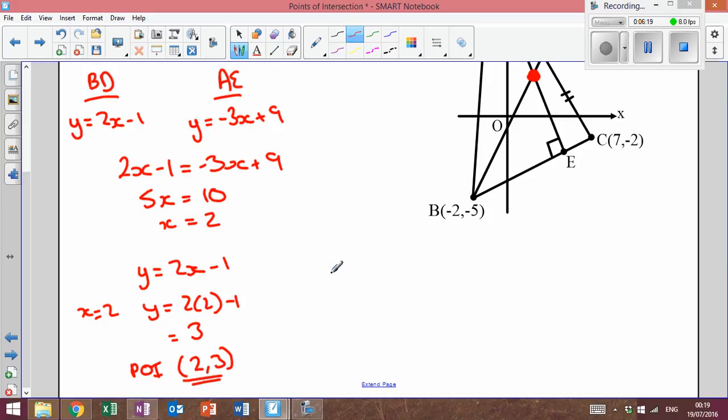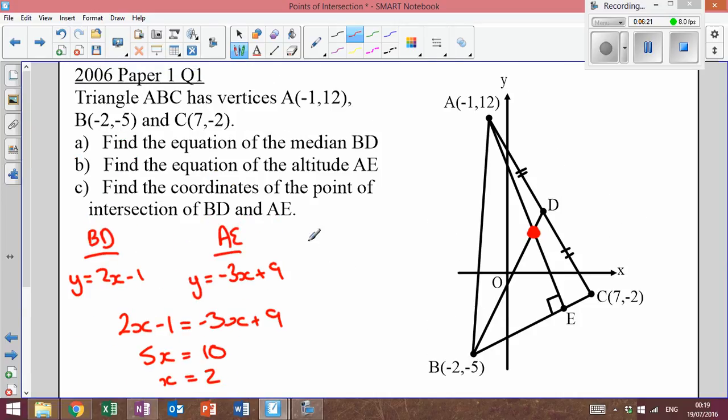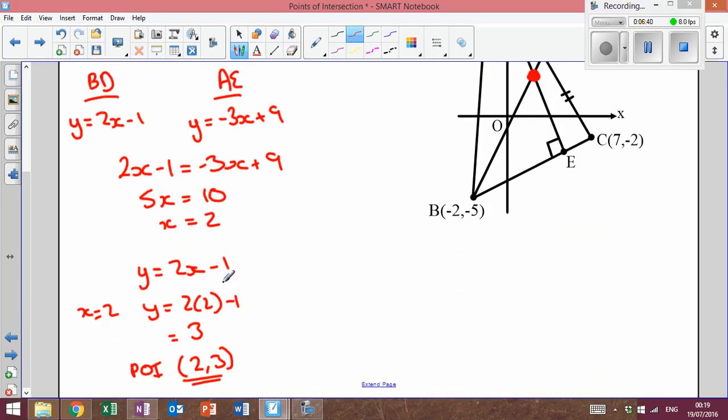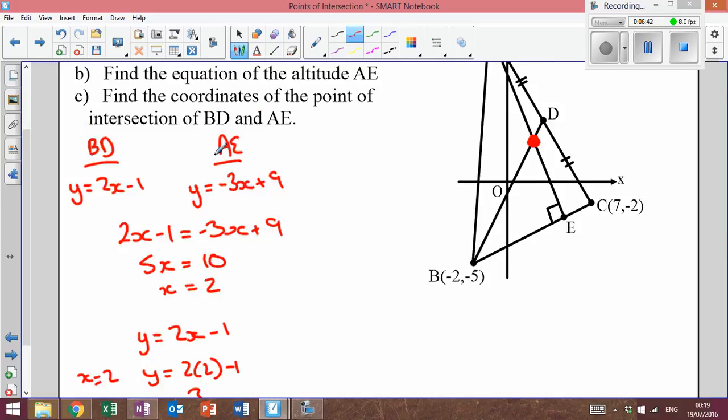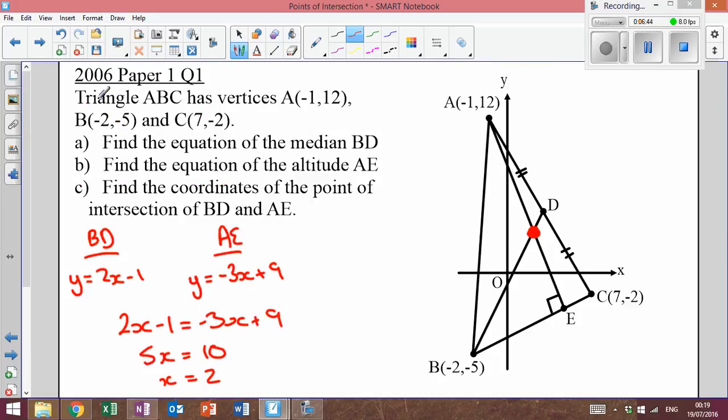Okay, and that is what you're going to do every time. The numbers may get more tricky. You may be dealing with fractions and whatever, but you're good enough to do that. Parts A and B will just be revision. For Part C, finding the point of intersection, we do simultaneous equations. I think the nicest way to do it is get them both equal to y and then make them equal to each other. Now that is a past paper question, 2006 paper 1 question 1.